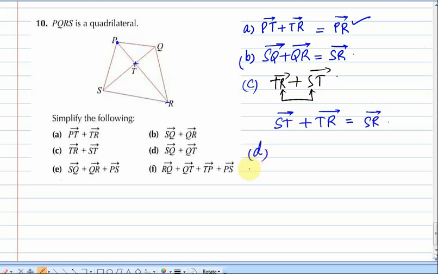After that, first try question D, and it is very simple. SQ plus QT is equal to ST. Find the resultant of part E. You have 30 seconds, start.